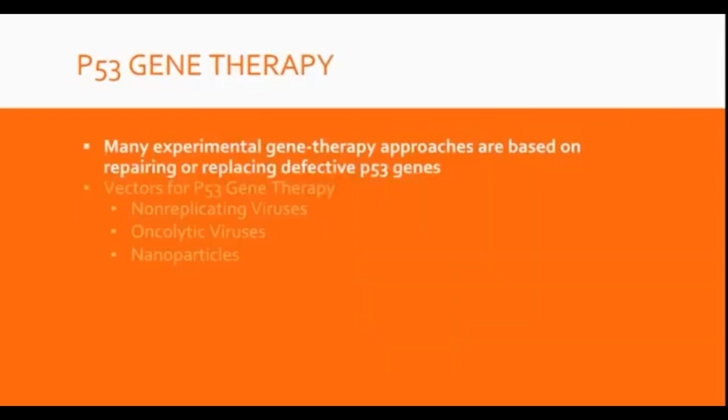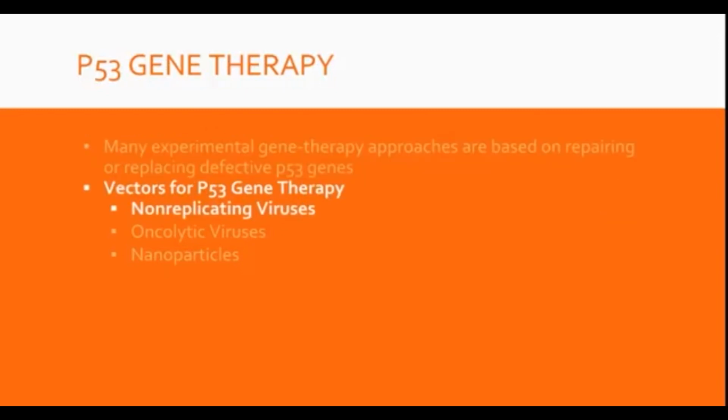So there's this thing called P53 gene therapy, and many experimental gene therapy approaches are based on repairing or replacing these defective P53 genes. But the great challenge of gene therapy is finding a reliable way to deliver the tumor suppressor gene to the cells that need it the most. But recently, researchers have tested a few different DNA delivery vehicles or vectors, and these are things such as non-replicating viruses, oncolytic viruses, or nanoparticles.